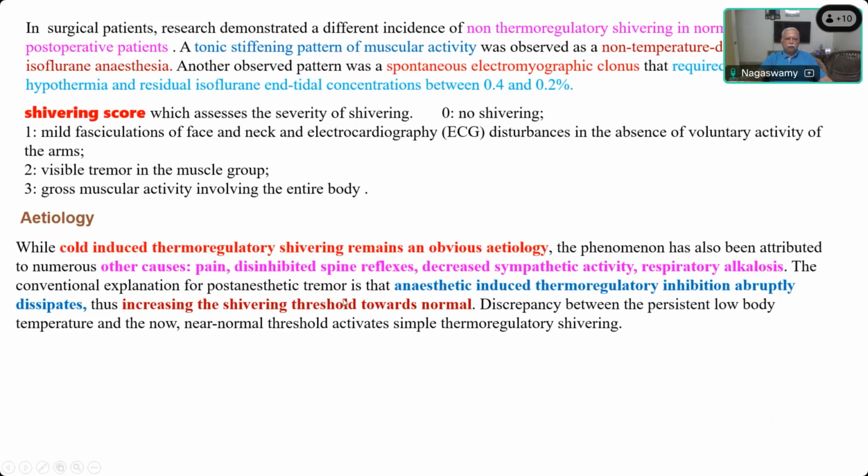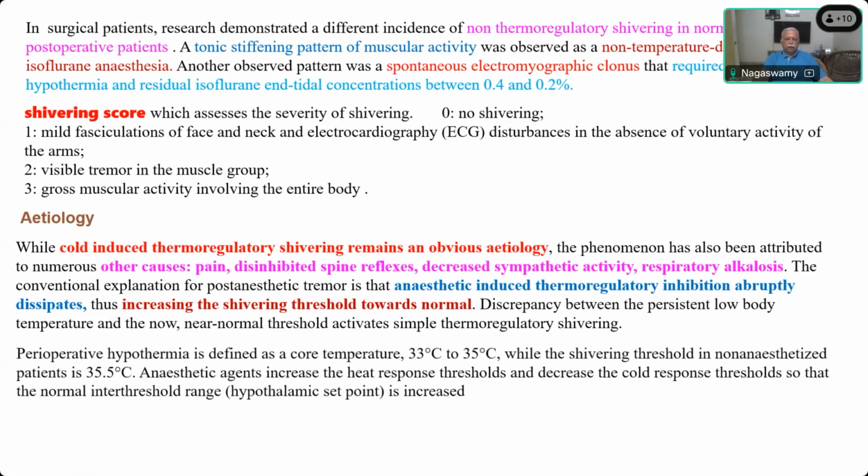The conventional explanation for post-anesthetic tremor is anesthetic-induced thermoregulatory inhibition. That is what is called the patient changing from homeothermic to poikilothermic nature, and the inhibition abruptly dissipates and increases the shivering threshold towards normal. So this discrepancy between the persistent low body temperature and the near-normal threshold activates simple thermoregulatory shivering.